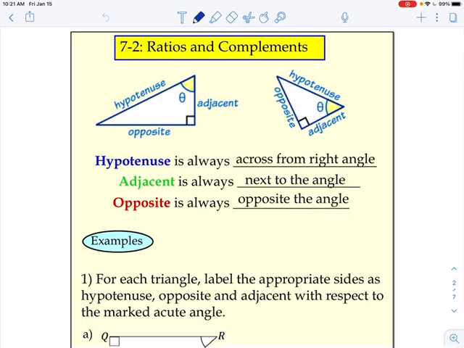Section 7.2 is about ratios and complements. And again, you're going to have a quiz after Section 7.3, so after the next section.